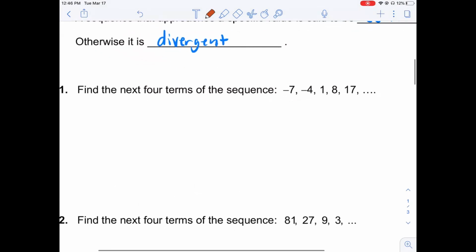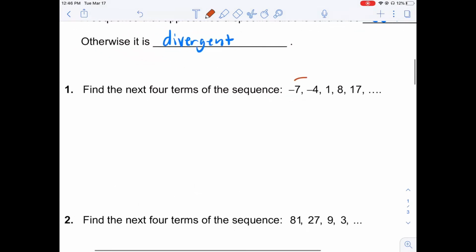So let's look here. To get from -7 to -4, I added 3. I can't think of a clear number that we would multiply, so let's start with addition. To get from -4 to 1, I don't add 3, but I do add 5. So those aren't the same numbers, but let's try something else. If I go from 1 to 8, I'm adding 7.